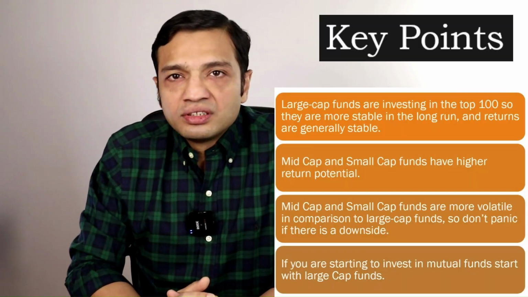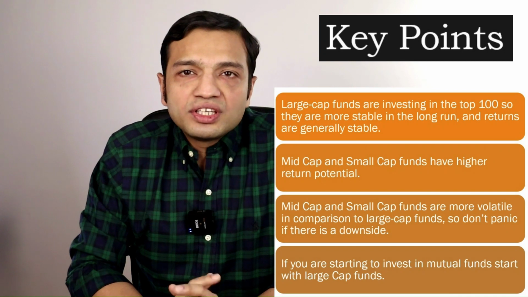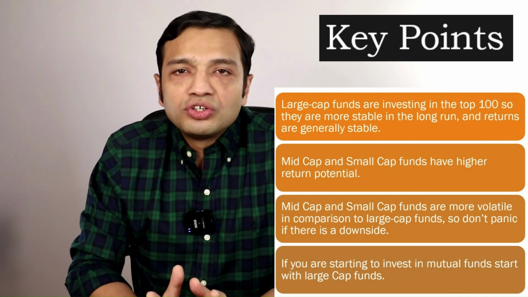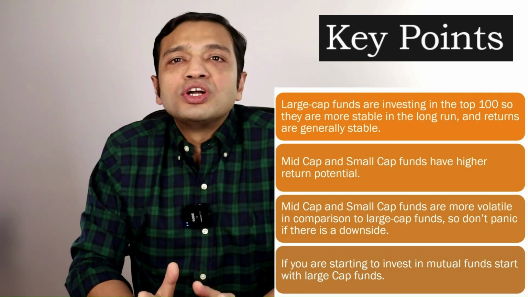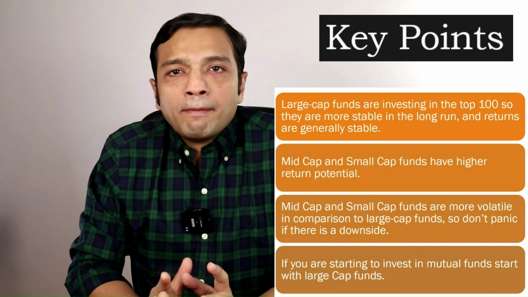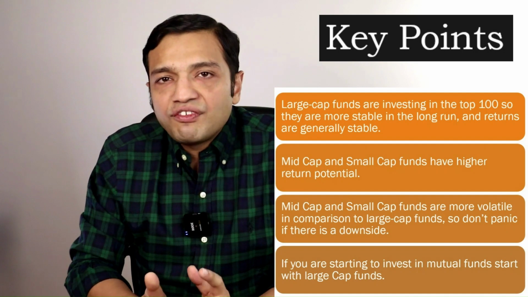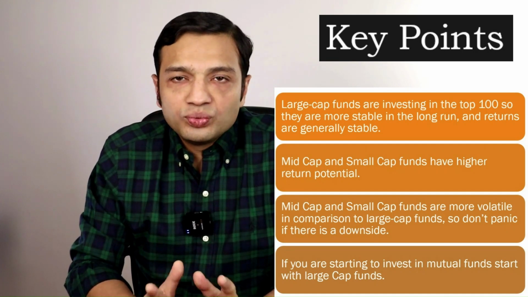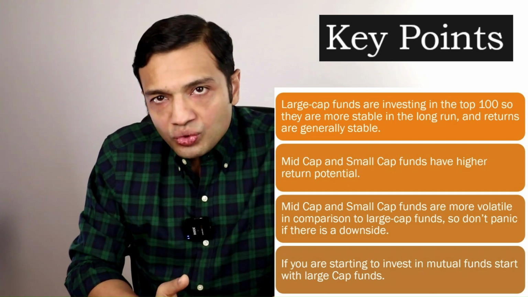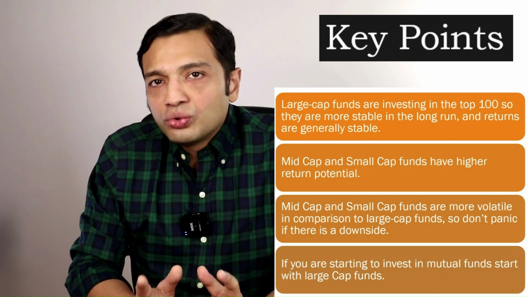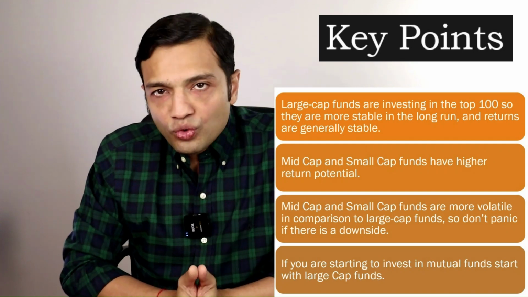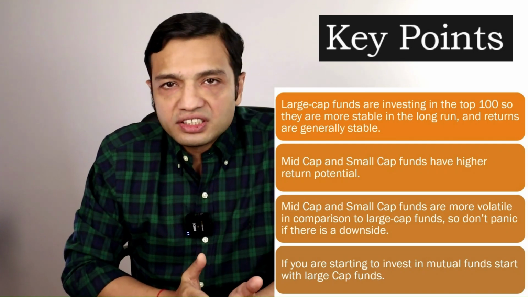So the key points. Large cap funds invest in the top 100 companies. So they are generally stable, and you should look to invest in these funds if you are going to start your investment. Mid cap and small cap funds have the potential to give you higher returns, but they have more risk as well. If you understand how equity mutual funds work, you need to also understand that mid cap and small cap funds are more volatile in comparison to large cap funds.